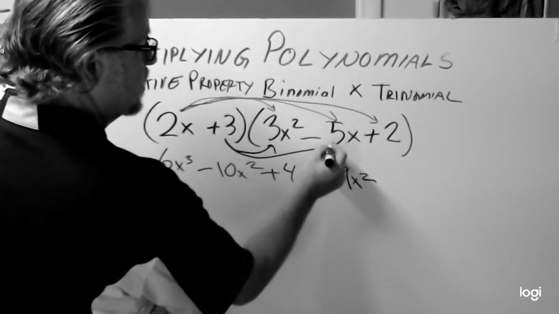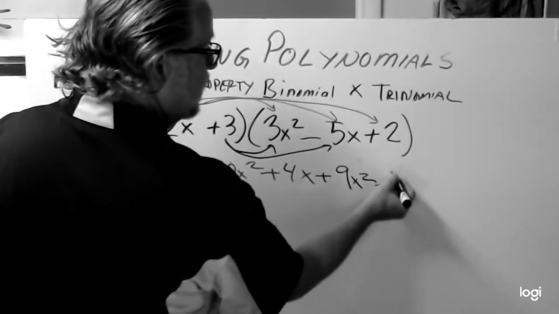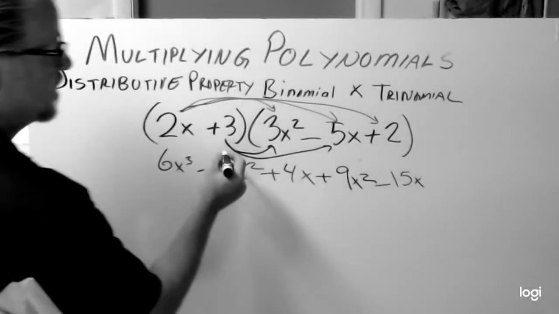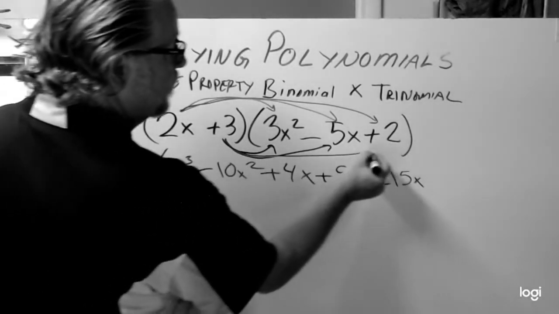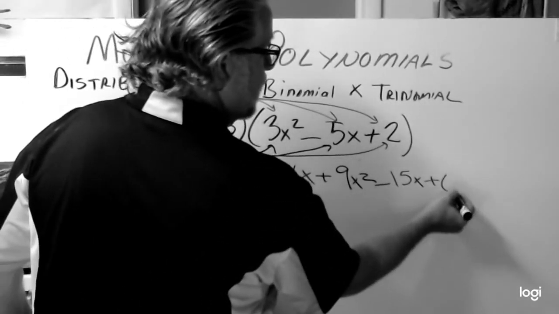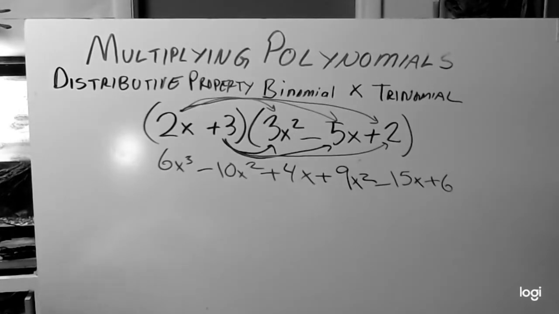3 times negative 5, negative 15. Don't forget your x, negative 15x. And finally distribute your 3 to the 2, the final term. 3 times 2 is 6. They're both positives. Now take a look.